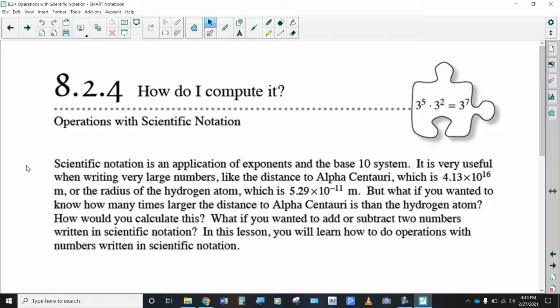meters. But what if you wanted to know how many times larger the distance to Alpha Centauri is than the size of the hydrogen atom? How would you calculate this? What if you wanted to add or subtract two numbers written in scientific notation? In this lesson, you will learn how to do these operations with numbers written in scientific notation.